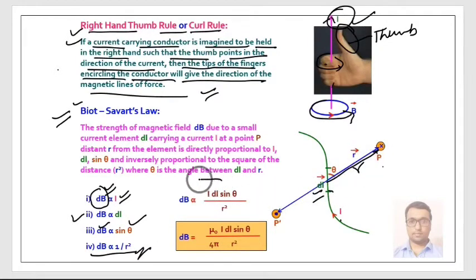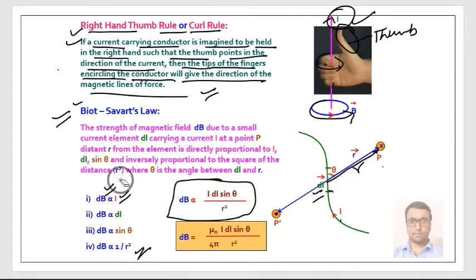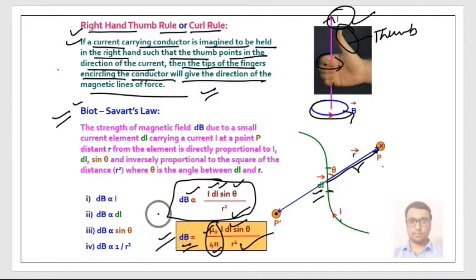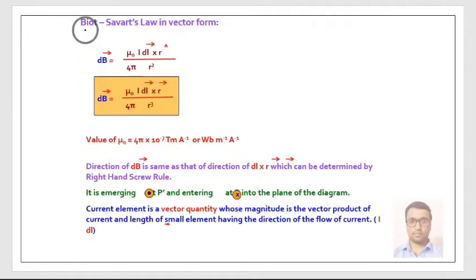So we can conclude, by joining all four relations, that dB is proportional to I dl sine theta upon r square, or dB equals mu naught upon 4 pi, this is the proportionality constant, times I dl sine theta upon r square. This law is called Biot-Savart law.